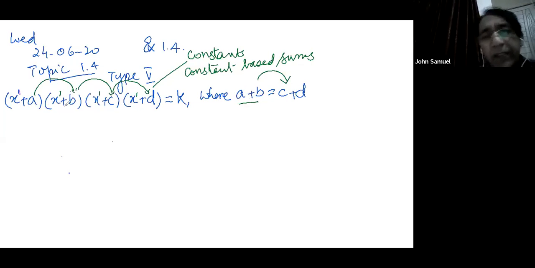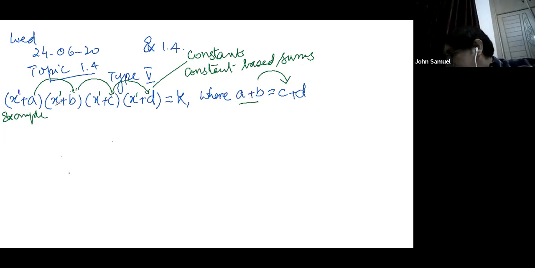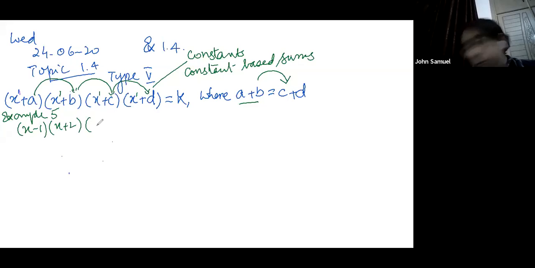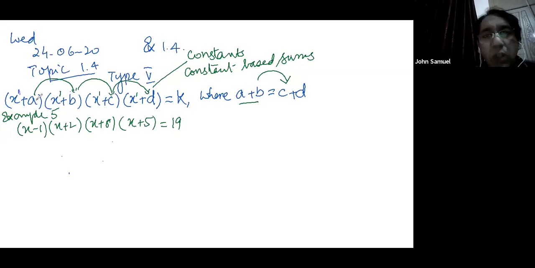It could be like this. I'm giving you an example, writing the question here. Example number 5, and the question is x minus 1 into x plus 2, x plus 8. Listen very carefully, beta. x plus 8 and x plus 5 is equal to 19. Again, these are constant based sums. In this, you will find linear factors.